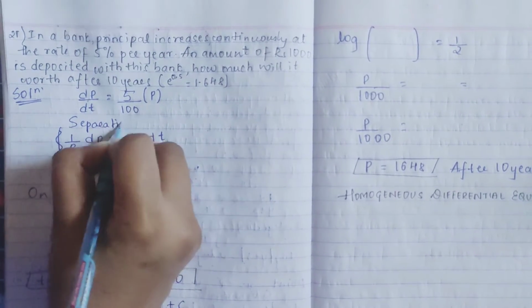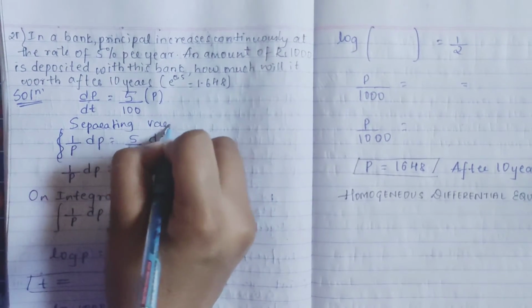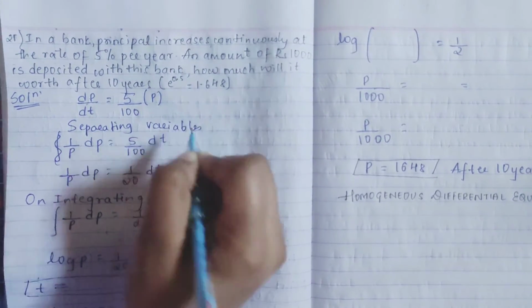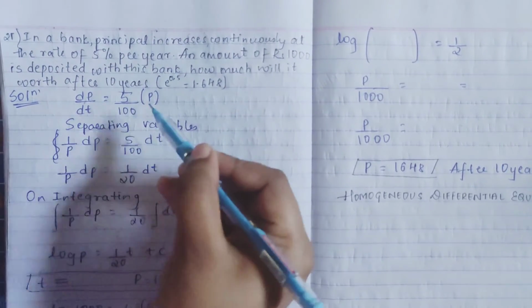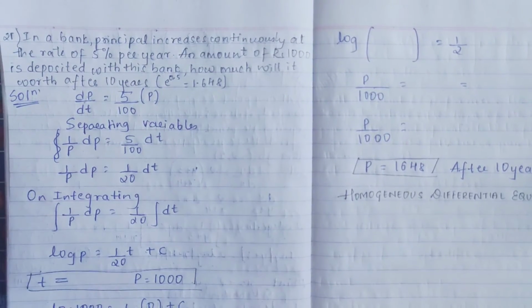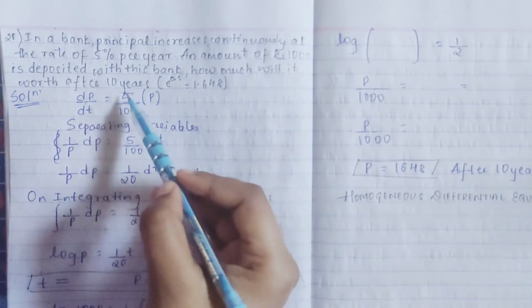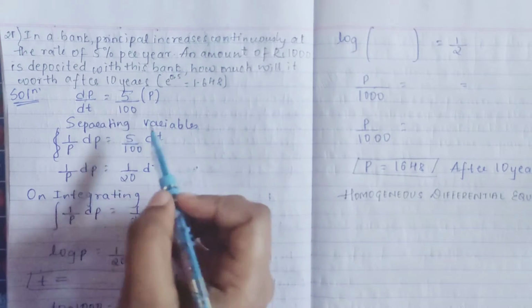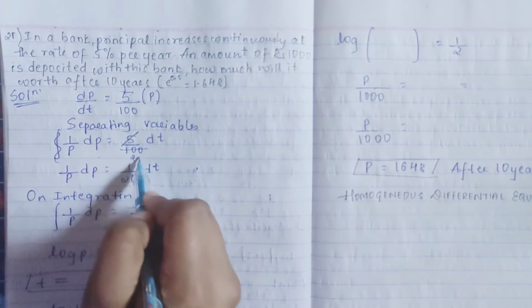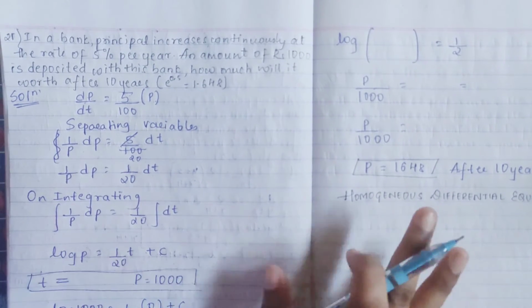Separating variables, right? So P with P and dt goes here. Here dP is there, so get your P to the other side. 5 by 100 keep here only, dt take it to the other side. 1 by P dP equals, 5 ones are 5, 5 twos are 10, so it becomes 1 by 20 dt.